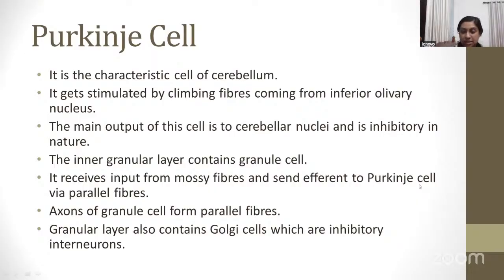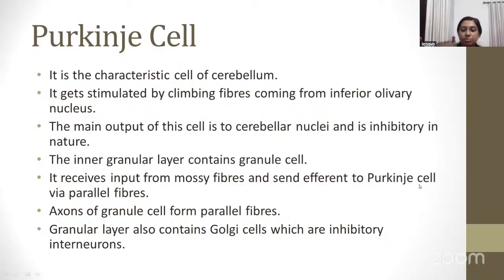Okay, the main output of this cell: we know that the Purkinje cell bodies are located in the Purkinje layer, and their axons are coming deep down to the interior white matter of the cerebellum. So the main output of the cerebellum is carried out by the axons of the Purkinje cell. Except in the flocculonodular lobe, where the Purkinje cell axons relay directly to the vestibular nucleus. The rest relay to the intranuclear component of the cerebellum, like the dentate nucleus.